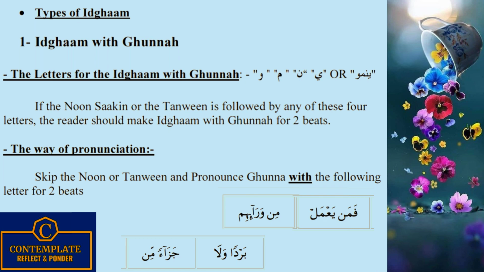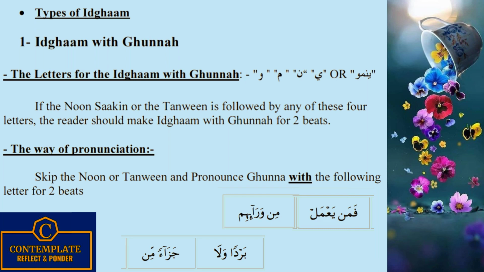So let's take another example. مِن مَسَدٍ. We must concentrate on غُنَّة as well, that we must do غُنَّة while pronouncing these words for 2 beats, for at least 2 beats. For example, مِن مَسَدٍ.